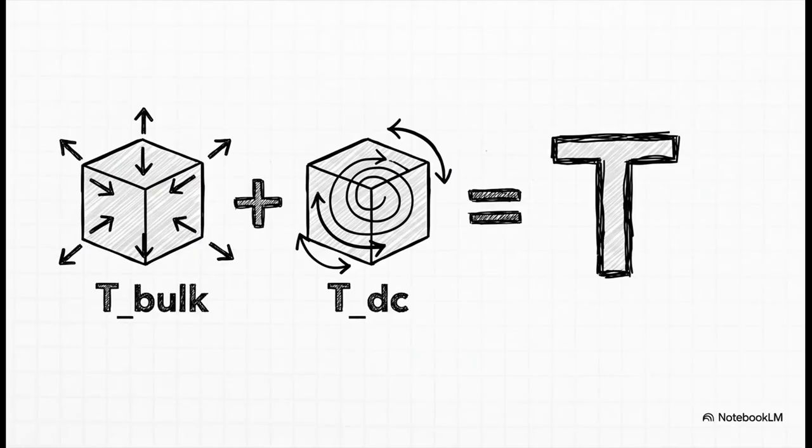At its core, the idea here is actually pretty simple. It says that the total force inside a material, we'll just call it T, is really just made up of two different parts added together. You've got a bulk component, which handles all the simple uniform forces, and a dynamic or co-moving part that takes care of the more complex, twisty stuff.